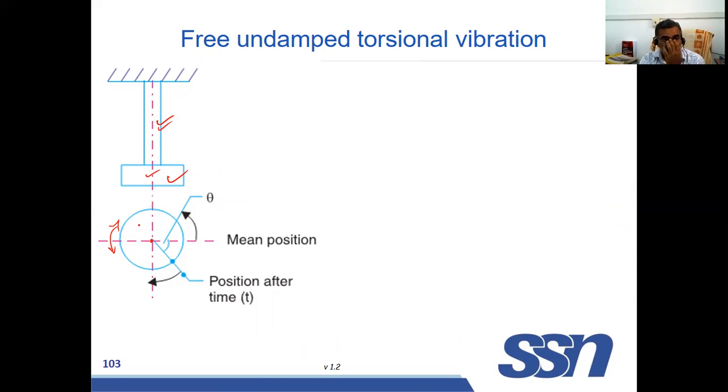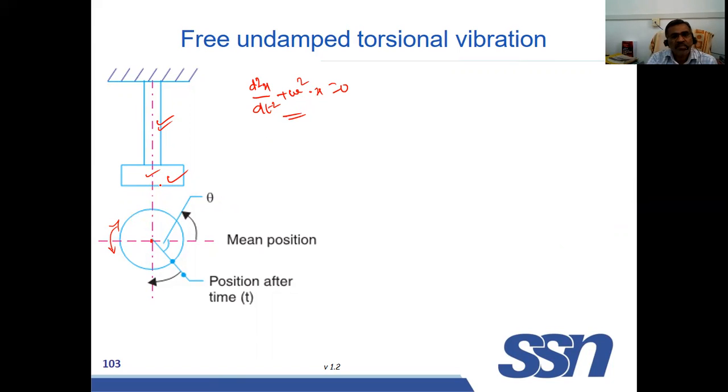So in that case, how to find the equation for torsional vibration, the natural frequency equation? Already we know the simple harmonic motion equation, that is d square x by dt square plus omega square into x equal to 0. So already we have derived the equation for linear vibration and transverse vibration. Now for torsional vibration, you have to write the equation.